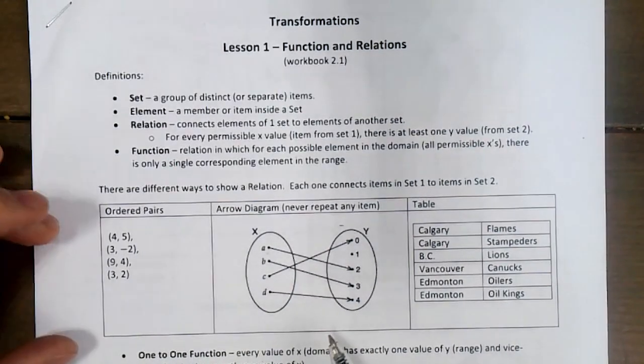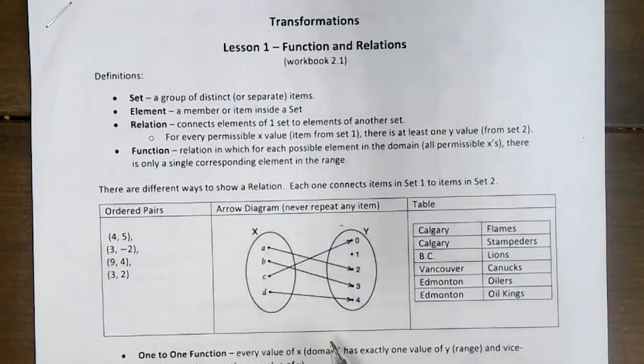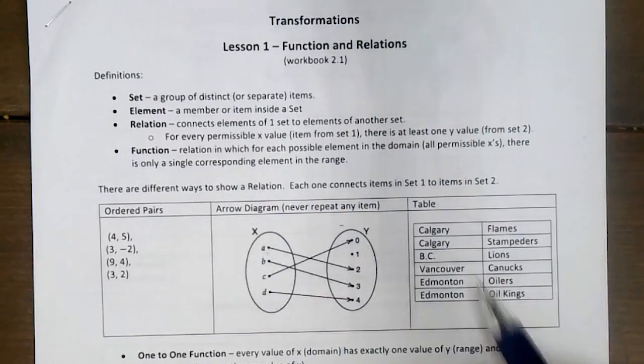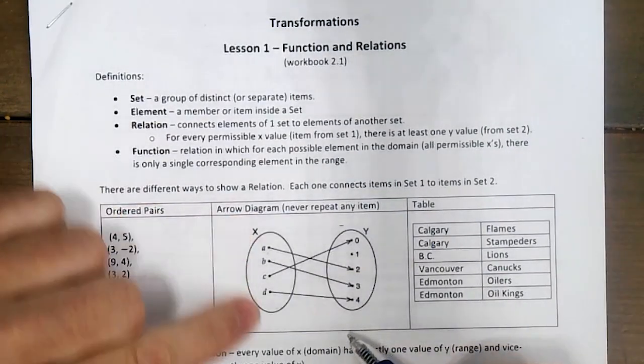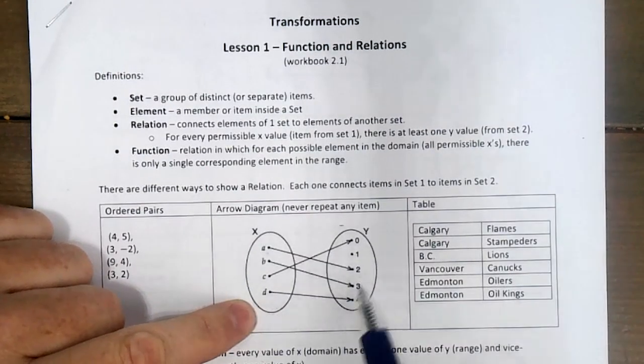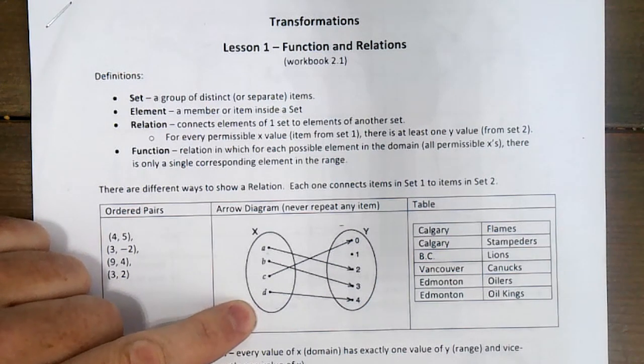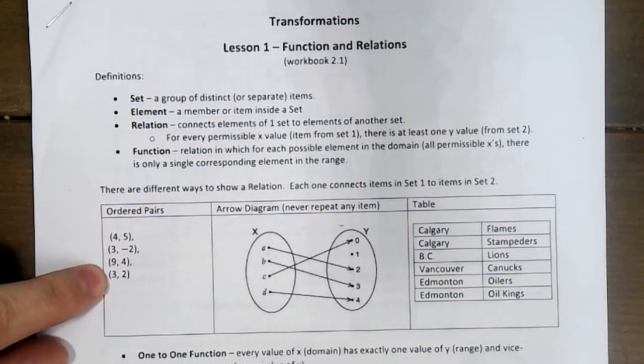Relation is any time we have ordered pairs or things connected to each other. Everything in this set has to be connected to something. Now this one is not connected, but it doesn't matter. As long as set 1 or the x coordinates have a matching partner, that's all that matters. Here, everything in set 1 has a partner in set 2.